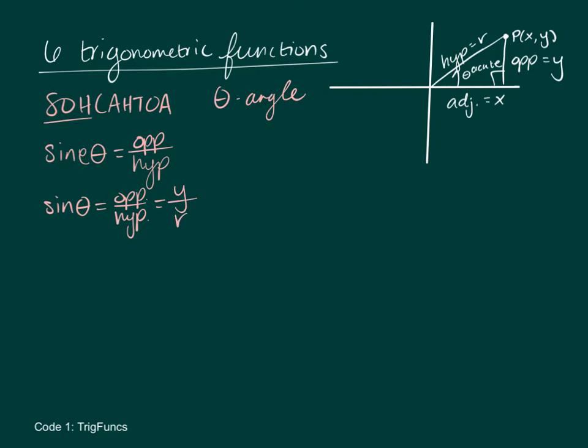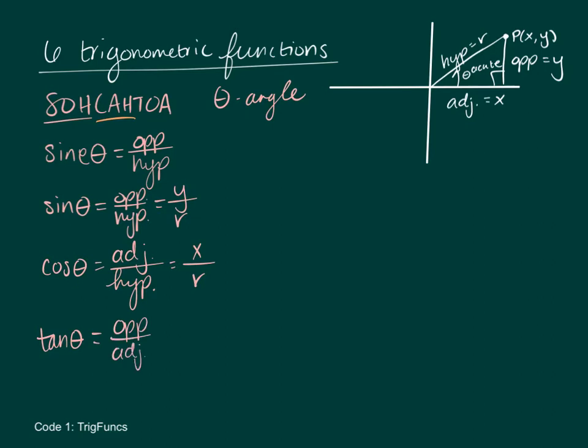Then we've got the next 3 letters, CAH, which tell us that cosine, or cos, of theta is equal to adjacent over hypotenuse. Adjacent is equal to the x value, and hypotenuse is still r. Then lastly, tangent of theta is equal to opposite over adjacent by SOHCAHTOA. So this is the same thing as y over x, or sine theta over cosine theta. Okay?